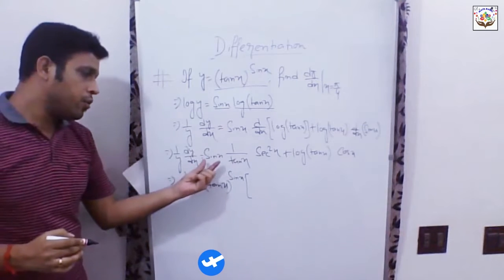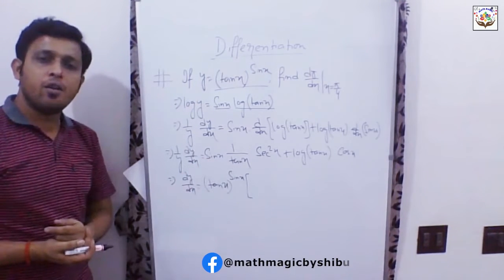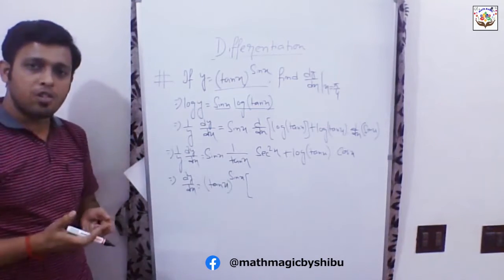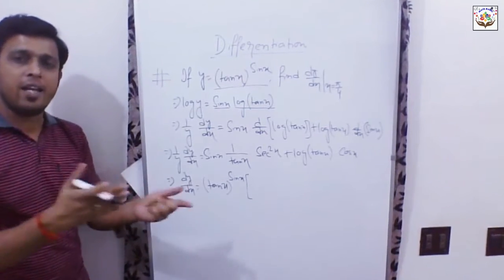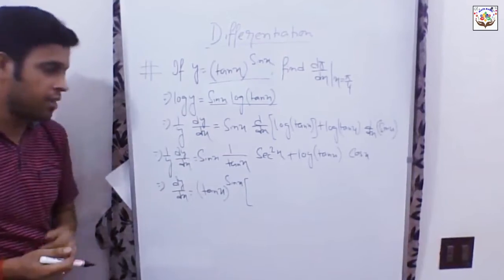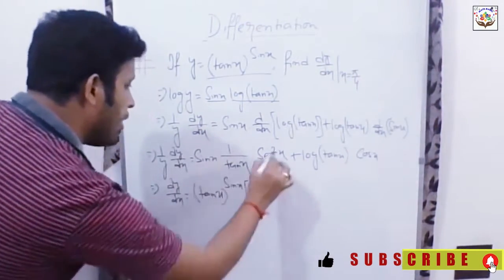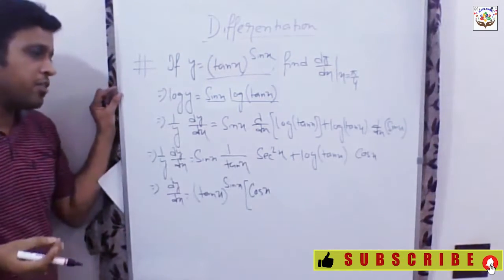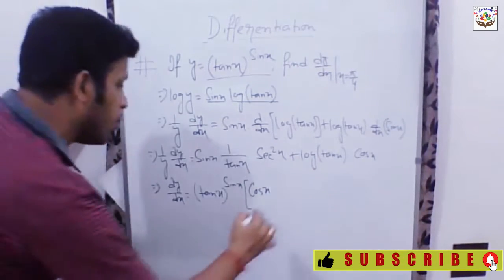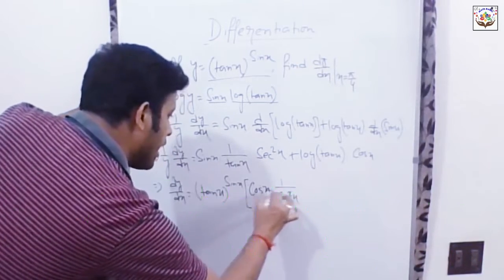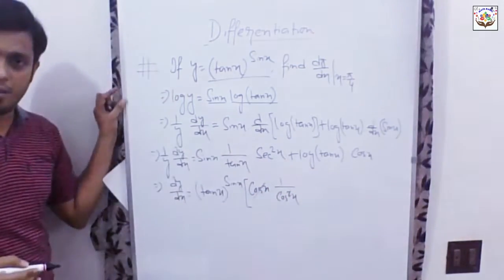Now we know sin x by tan x equals cos x as per the basic trigonometry, right? As sin x by cos x equals tan x, so definitely sin x by tan x should be equal to cos x. So we can write it as cos x into sec square x. Sec square x means 1 by cos square x. So we can easily cancel out one cos x here, right?